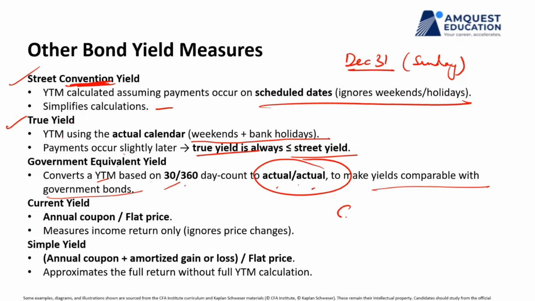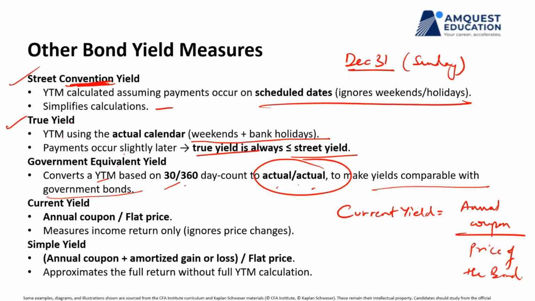Current yield, if you remember, we talked about current yield in our first class on fixed income, and we said current yield is nothing but the annual coupon that a bond pays divided by the price of the bond. You can call it the flat price of the bond. So current yield is annual coupon upon flat price.